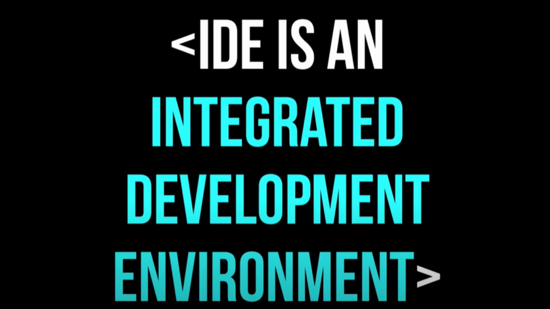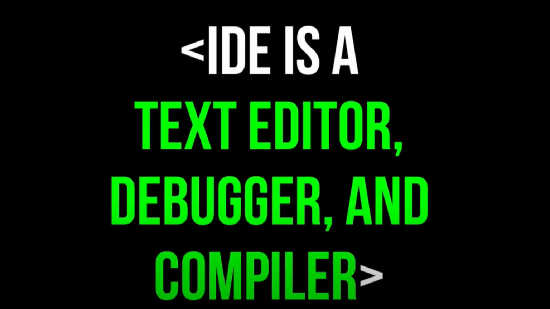Moving on. IDE stands for integrated development environment. As you can tell from the name, it provides us an environment for development. Development basically means developing a program, developing an application, or a lot more. An IDE is a text editor, debugger, and compiler all in one. If you don't know what that means, don't worry. I will tell you everything step by step later as we proceed in this series.